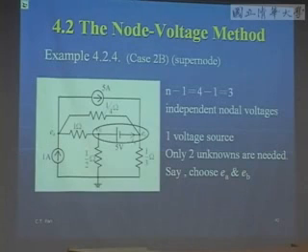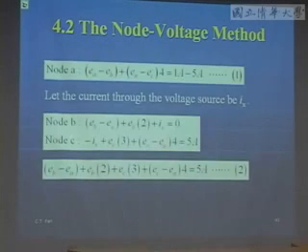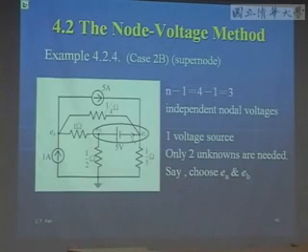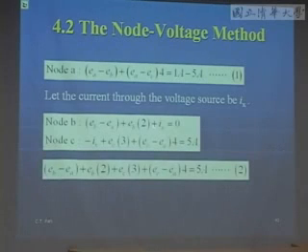Similarly for node B, we have two resistors, so the current leaving this node is (EB minus EA) divided by 1 ohm, plus (EB minus 0 volt) multiplied by 2 Siemens. And also we have this current Ix leaving this node, so we have a plus sign.